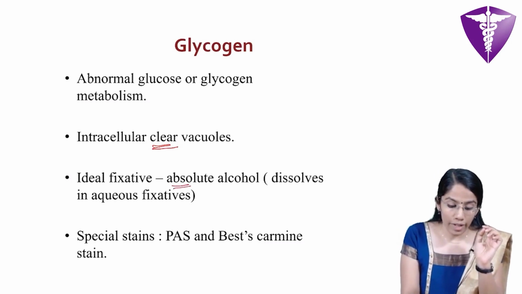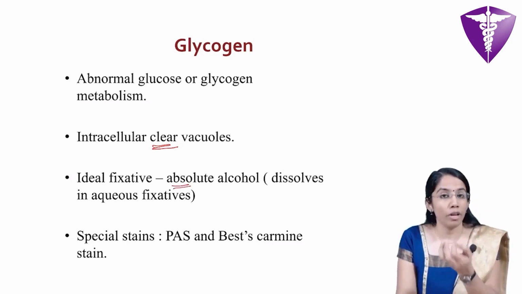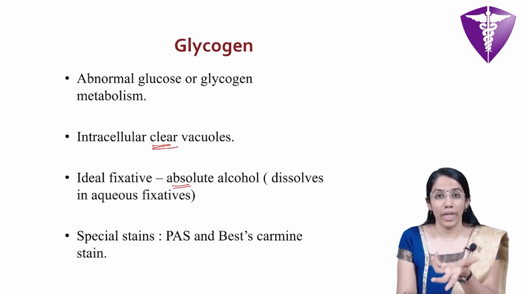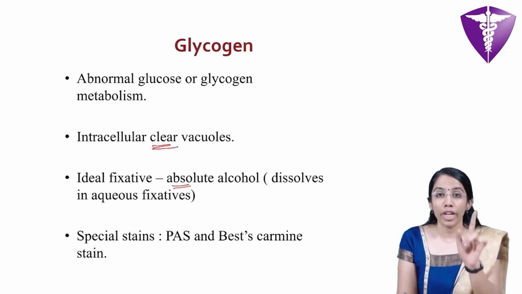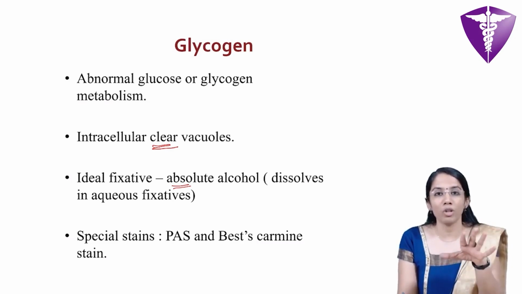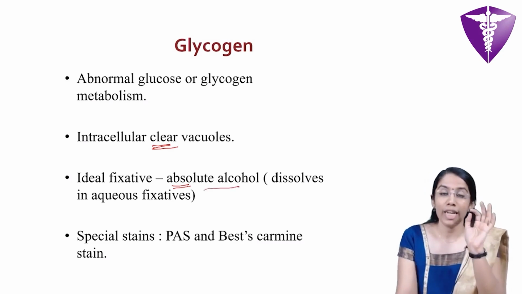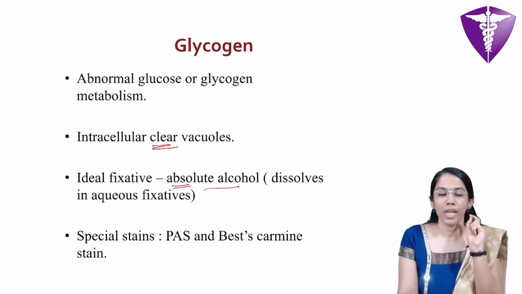So the ideal fixative, when you bring a specimen for demonstrating glycogen, you need to bring the specimen in absolute alcohol. Normally, we bring specimens fixed in formalin. That is a normal fixative used in all routine specimens. But in order to demonstrate glycogen, you cannot use formalin because it will dissolve out the glycogen and you won't be able to demonstrate it in the slide. So absolute alcohol is the ideal fixative. And the special stain used is PAS stain.